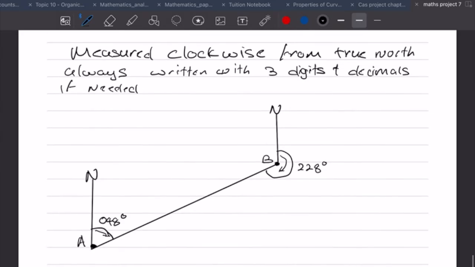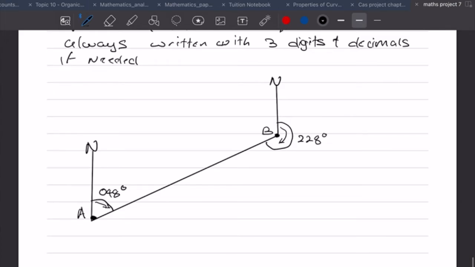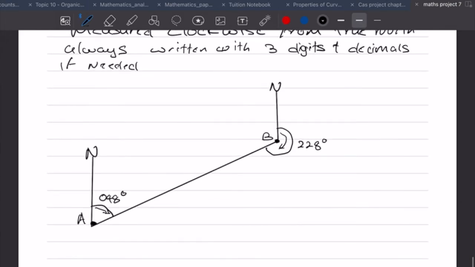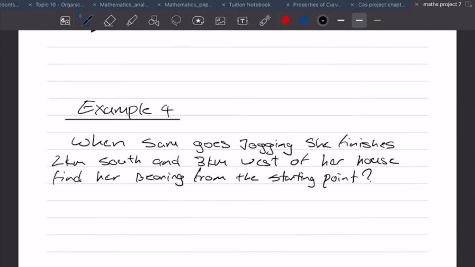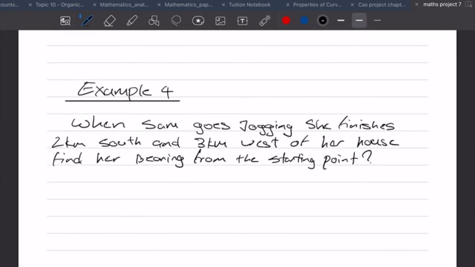We can also use this if they give it in a question combined with the trigonometric ratios to solve questions like this one. When Sam goes jogging, she finishes 2 kilometers south and 3 kilometers west of her house. Find her bearing from the starting point. I think it's always better, especially with bearing questions, because they can get a bit confusing, to draw a diagram.